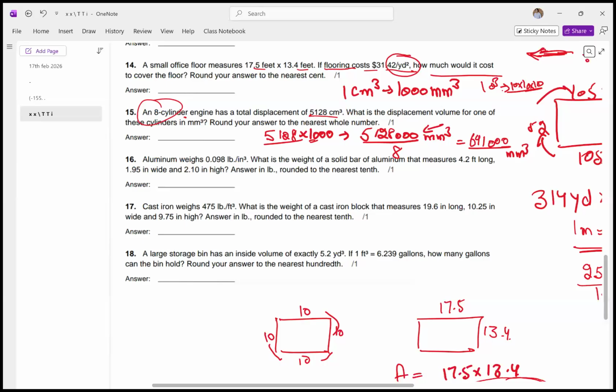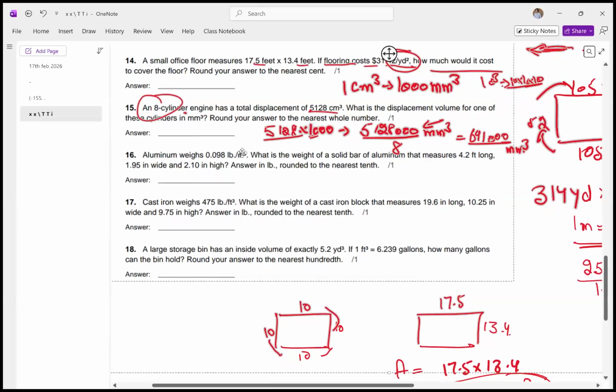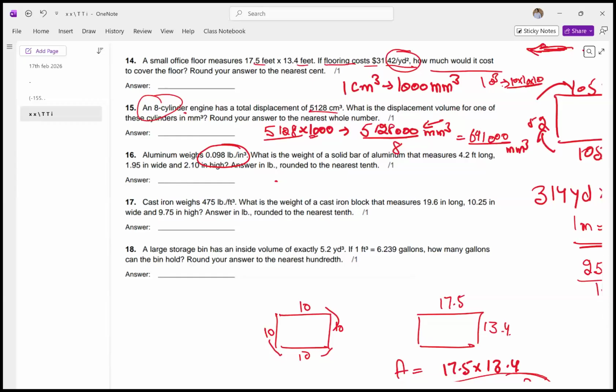Now question number 16, aluminum weighs 0.098 pounds per cubic inch. What is the weight of the solid bar of aluminum that measures 4.2 feet long and 1.95 inch wide and 2.10 inch high? And answer it in pounds. So I must convert this feet into inches first of all. So 4.2 multiplied by 12, that's going to give me approximately 50.4.